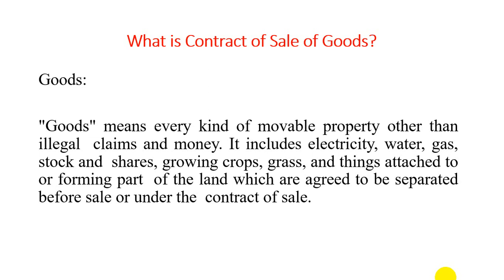It includes electricity, water, gas, stock and shares, growing crops, grass, and things attached to or forming part of the land which are agreed to be separated before sale or under the contract of sale. So these mentioned elements and items can be included in the category of goods because they are transferable.